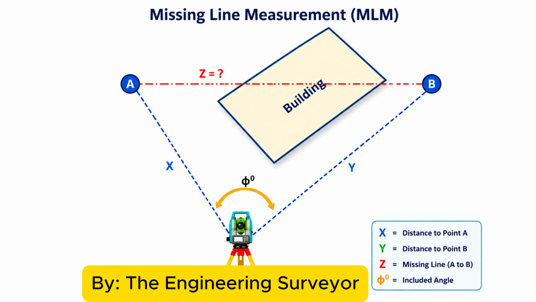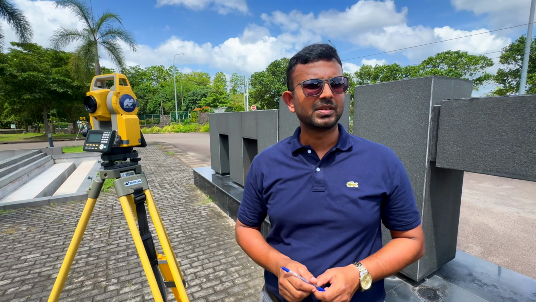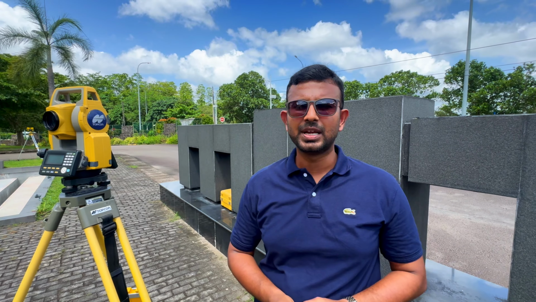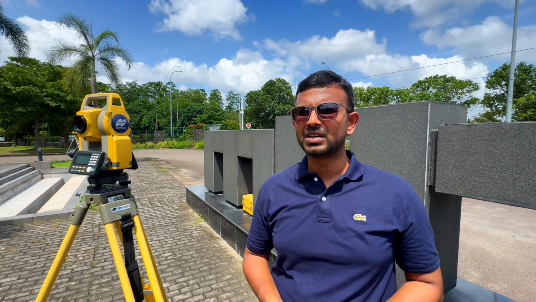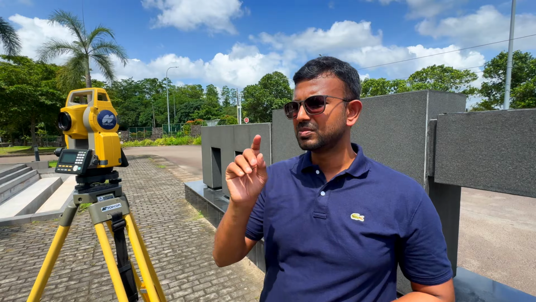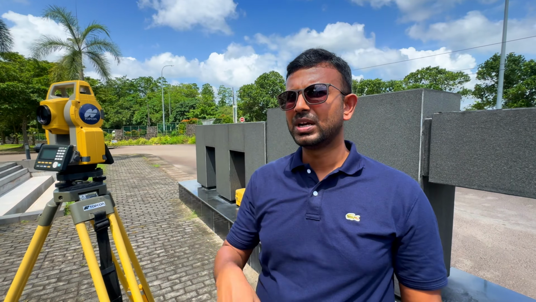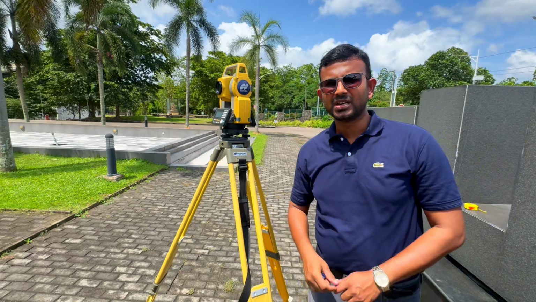Today what we are going to do is find the distance between two different points. For that we are going to use the option called missing line measurement, or MLM in short form, right? You may have seen that option in the total station, but you may not have used it so far. It's one of the most convenient tools that we can use to measure the distance between 2 points, right? For that we can use a pole prism, or a prism set up over a tripod like that. Now we'll see how we do that.